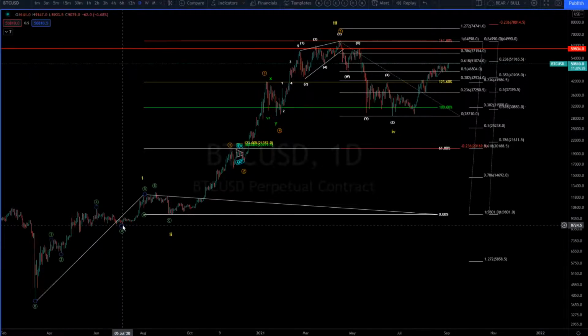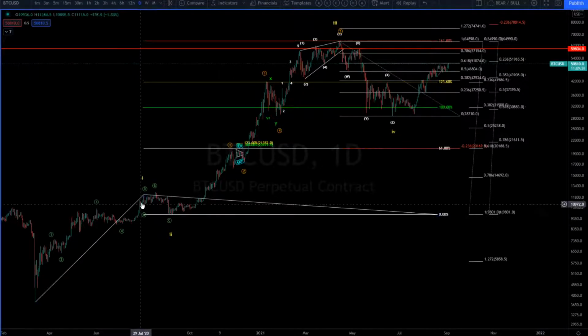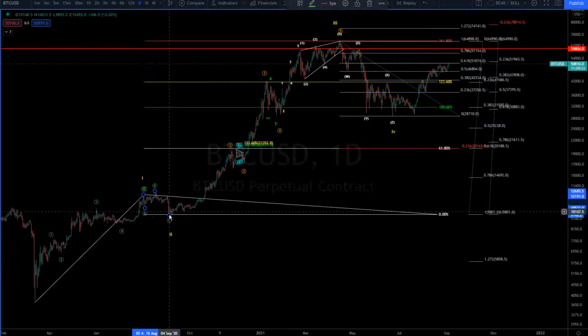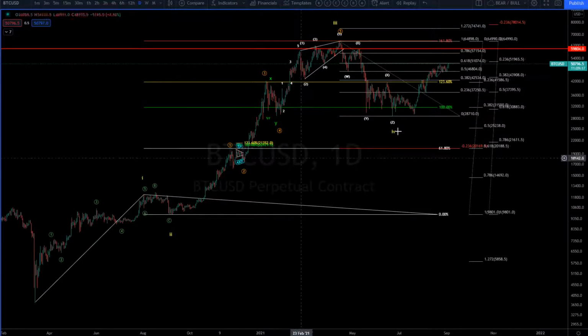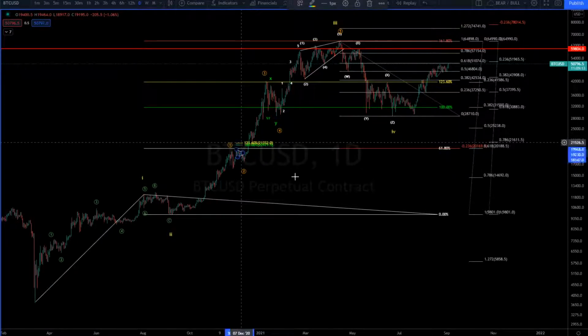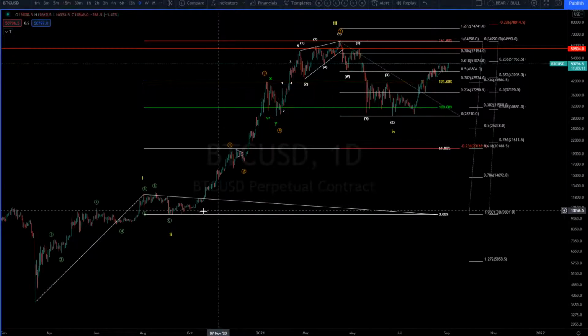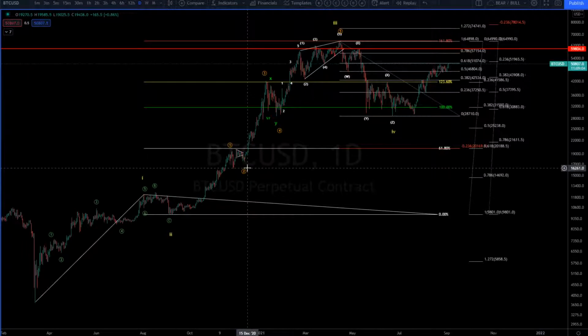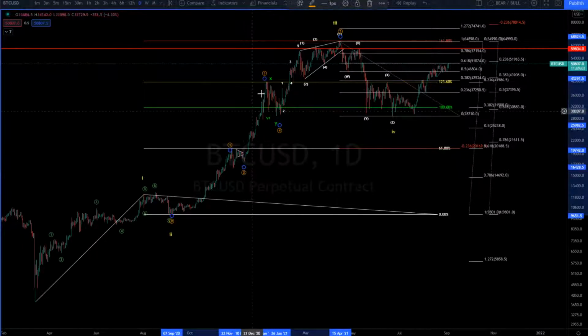All right, so we got the wave 4, and then we have a little 1, 2, 3, 4, 5. Okay, then we get our pullback, this little A, B, C, showing signs of strength. All right, from there, I'm going to clean this out because I don't think it's as important right now. So again, we have a little 1, 2, 3, 4, 5, 1. Again, a little expanded flat into a 2. And then we have the 3, 4, and then we have our ending diagonal here into wave 5.